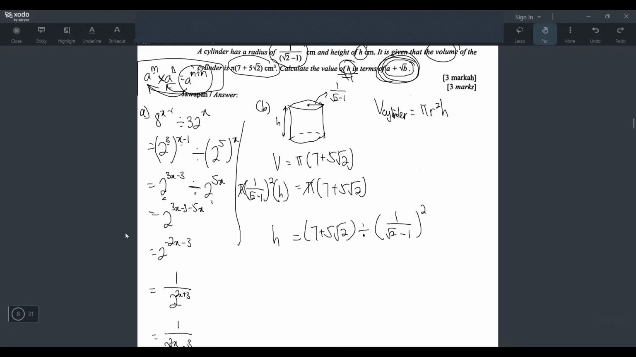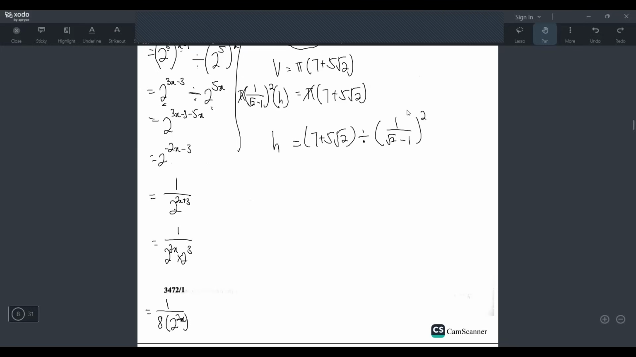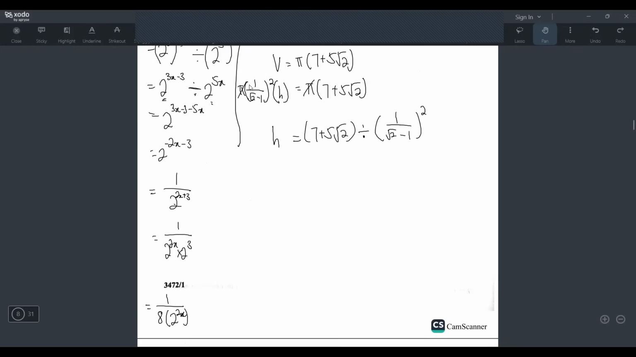Okay. But I will not divide first. I will square first. Yeah, we always do the power first, if there is a power. So h equals this 7 plus 5 square root 2, leave it first. We will square this first. So don't divide first, square first. So what happens when we square this?